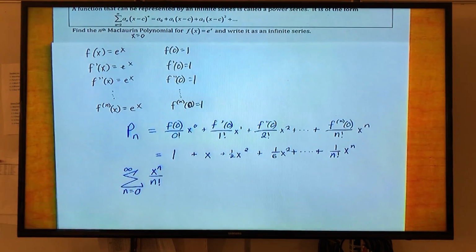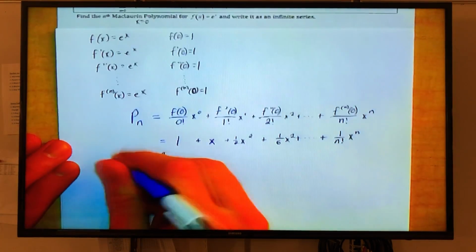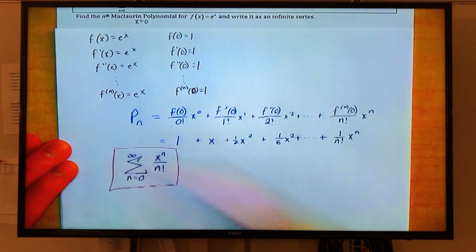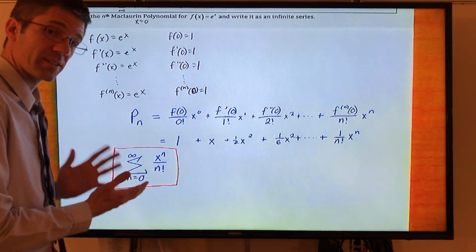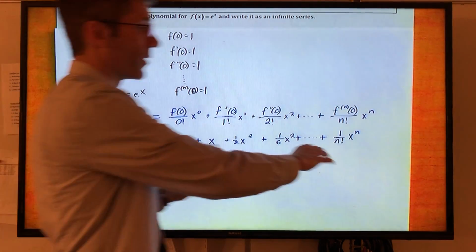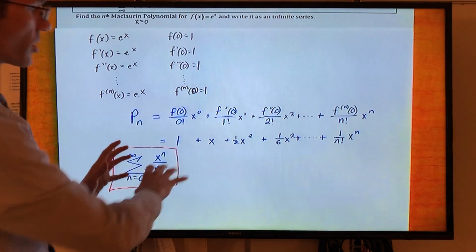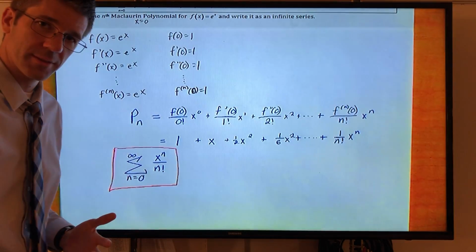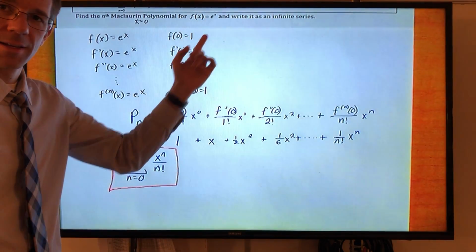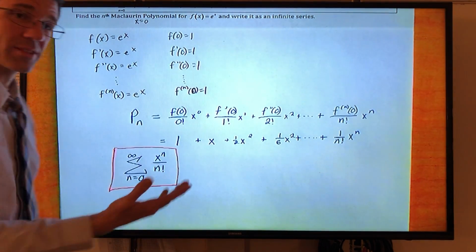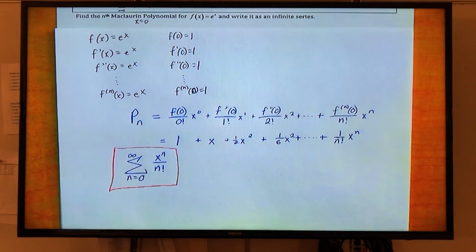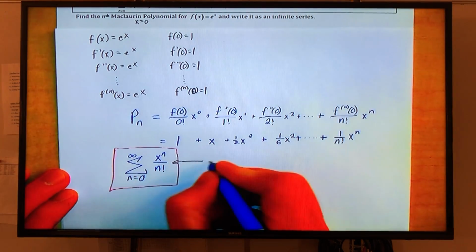And we have actually answered the question, because they said find the nth Maclaurin polynomial for e to the x and write it as an infinite series. So here is the deal. This is an infinite series. It goes on forever if n goes out to infinity. So this goes on forever, and what is it equal to? e to the x. So e to the x is this. No one ever told you that, right? So all that I put in this little red box right here, this is e to the x.